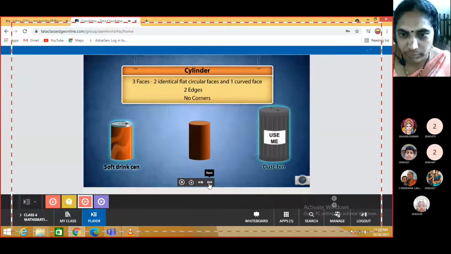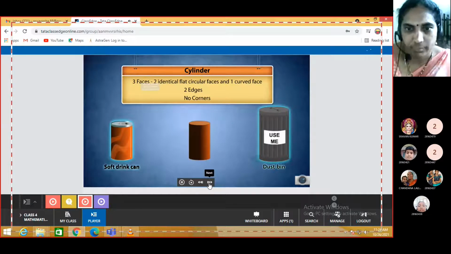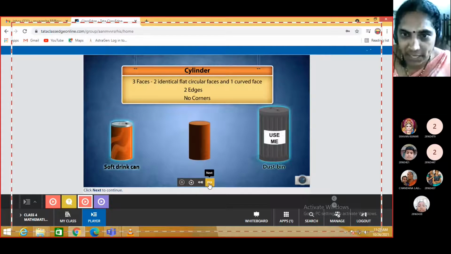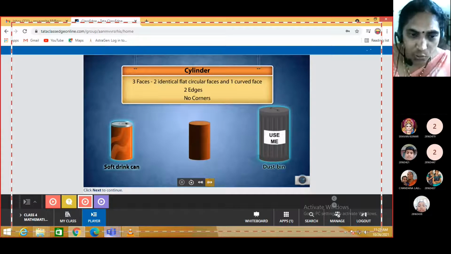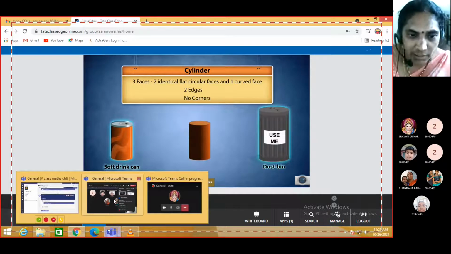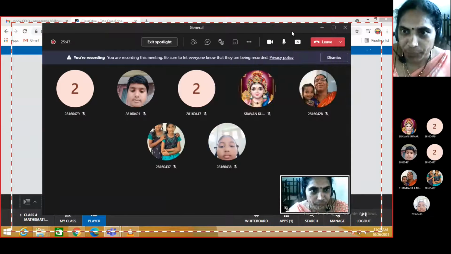How about this dustbin? It's also cylindrical in shape, isn't it? Yes, a cylinder has 3 faces, 2 identical flat circular faces and 1 curved face. It has 2 edges and 0 corners. So now let us move on with the next shape.